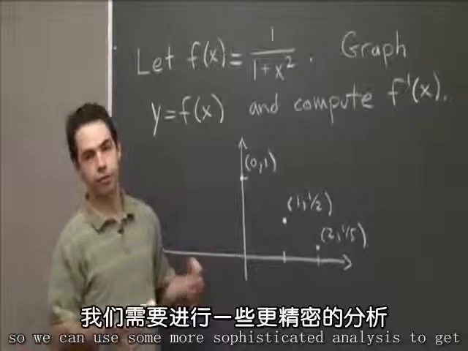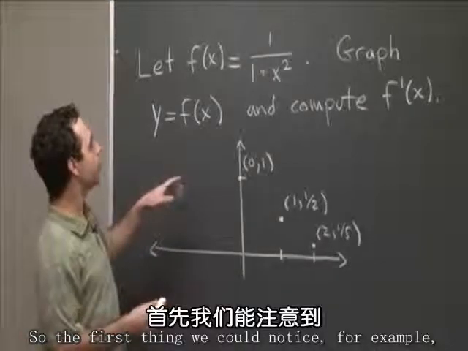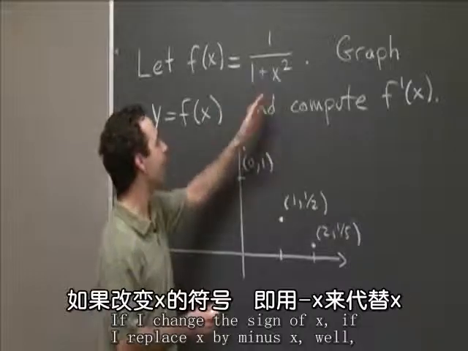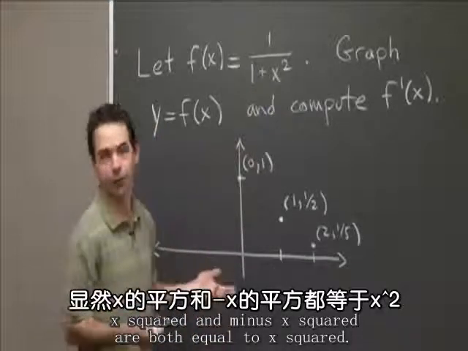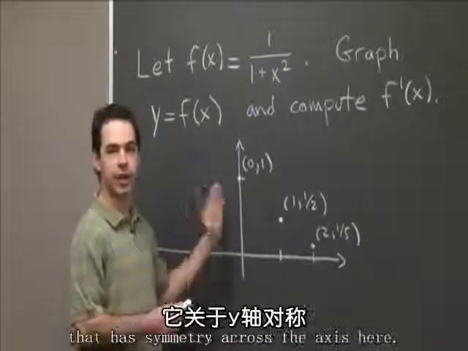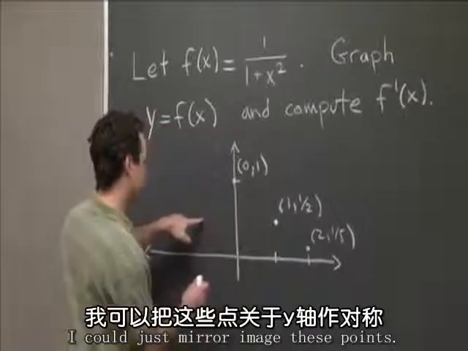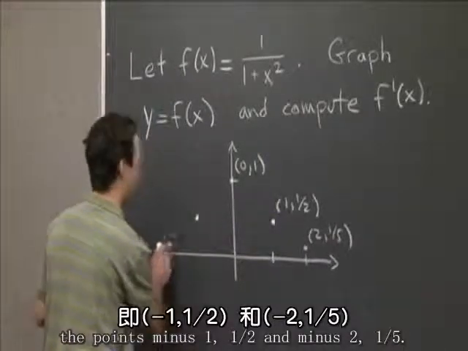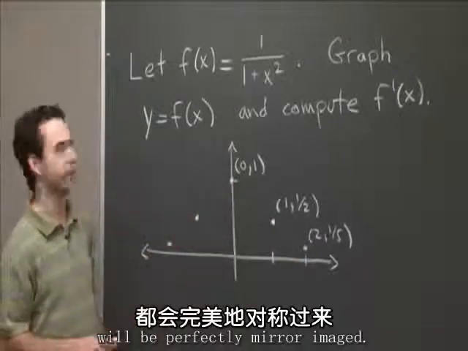So we can use some more sophisticated analysis to get a better idea of what this graph is going to look like. The first thing we could notice is that this is an even function. If I replace x by minus x, well, x squared and minus x squared are both equal to x squared. So if you replace x by minus x, the function value doesn't change. So this is an even function that has symmetry across the axis here. For example, I could just mirror image these points. So these points also have to be on the graph, the points -1, 1/2, and -2, 1/5. And any other part of the curve that I draw will be perfectly mirror imaged.